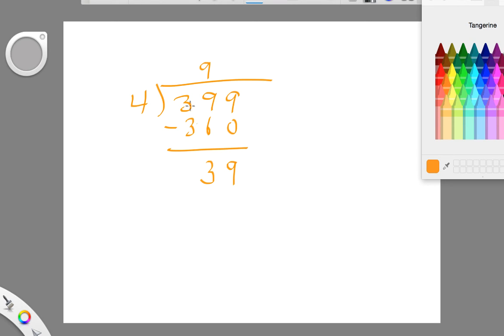Can 4 go into 39? Well, we know it can. 9 times again. 4 times 9 is 36. 9 take away 6 is 3. And that ends up being our remainder. And that ends up being our answer.